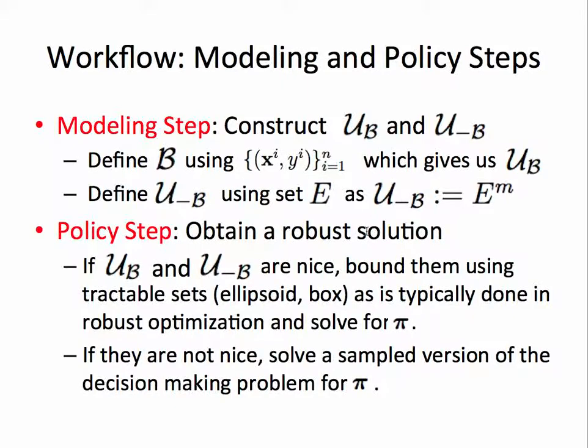And here we have a couple of options. If U subscript B and U subscript minus B are nice, then we can bound them using tractable sets, which are, for example, ellipsoids or boxes, as is typically done in robust optimization, and solve for the robust solution pi tractably. If that is not the case, then we can solve a sampled version of the decision making problem to get the robust solution pi, and it's a trade-off there.